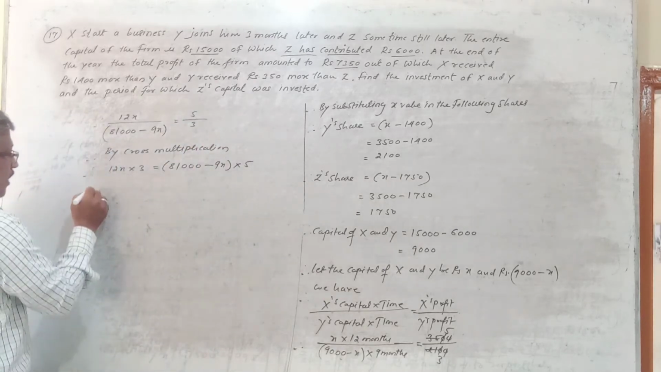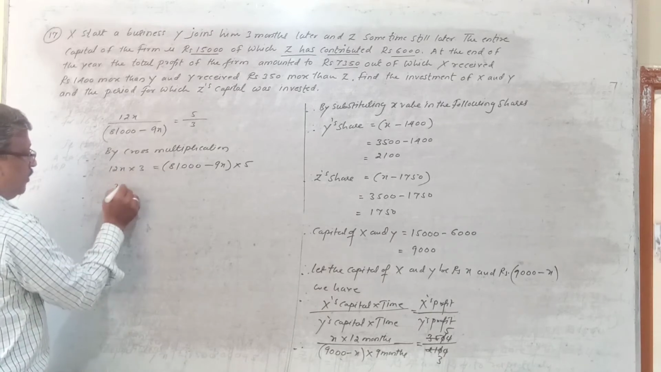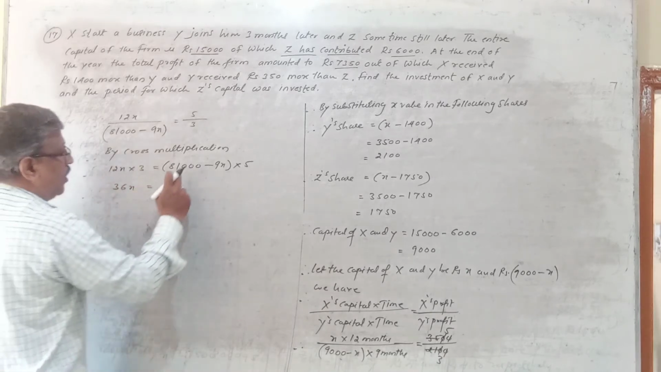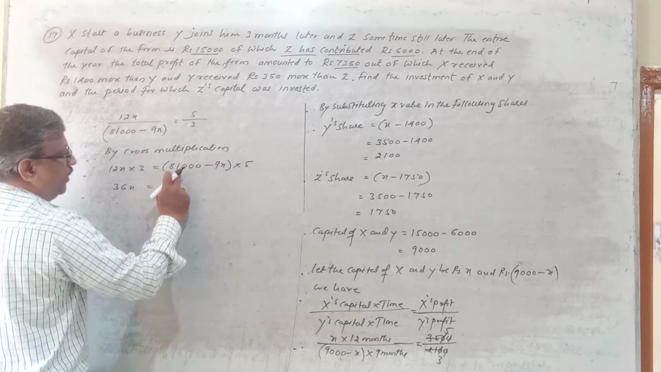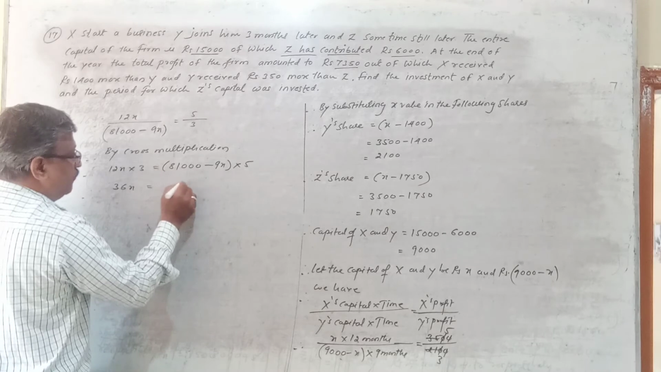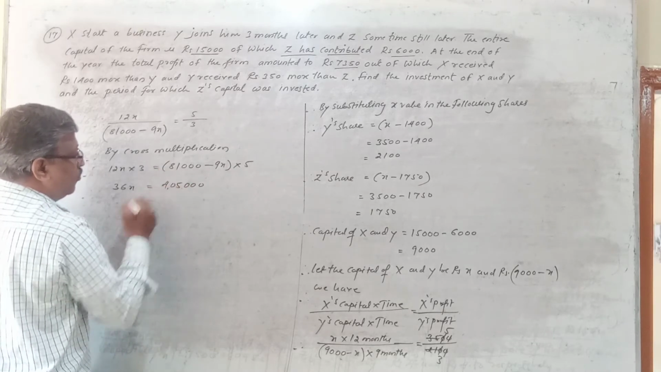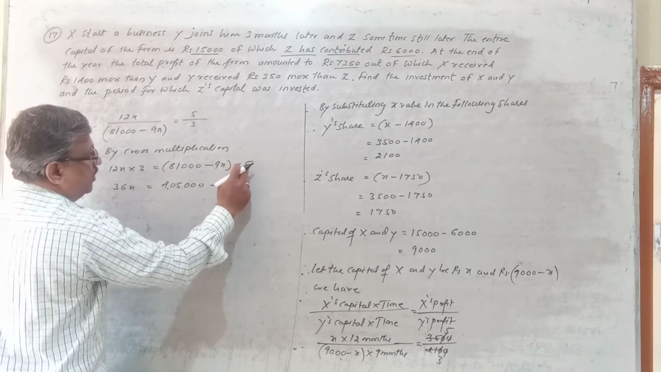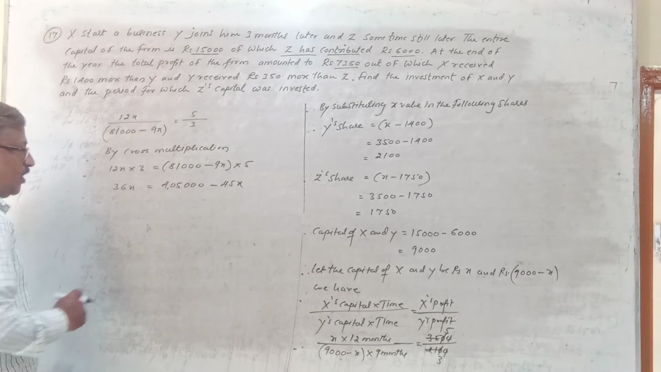So 12x multiplied by 3 you get 36x, equals 81,000 minus 9x multiplied by 5. So 5 into 81,000: 5 eights are 40, so you will get 4,05,000, minus 5 into 9x, you get 45x, like this.